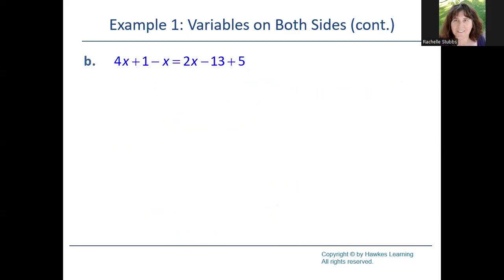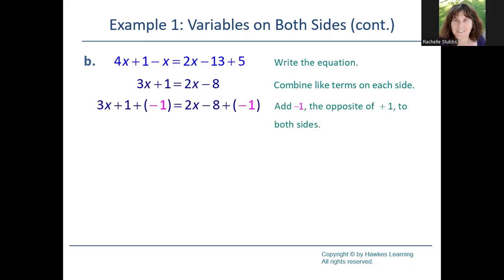Here's the next one. I'm going to collect like terms on both sides. I can see that 4x and a negative x are like terms, so I'm going to combine them. That will give me 3x plus 1 on the left. And on the right-hand side, I had two constant terms, so I can combine them and get 2x minus 8. Then I'm going to move the x's to the left-hand side by subtracting 2x from each side. And I'm going to move the constant of 1 to the right-hand side by subtracting 1 from each side.